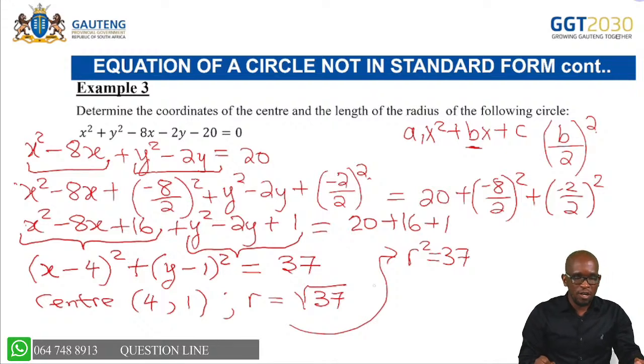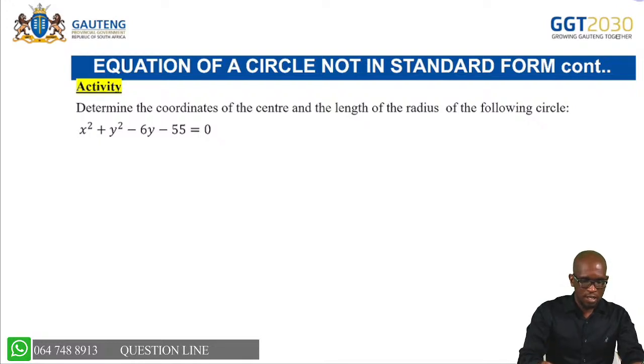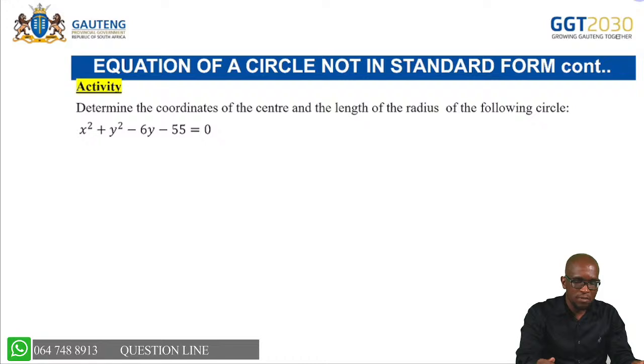Right, moving on, grade 12. I have now an activity for you. Similar to the example that I just did, you are required to determine the coordinates of the center and the length of the radius of this particular circle. Now, grade 12, please follow the steps that I've given you to work out the center as well as the radius of this particular circle. I'm going to give you 3 minutes to work that out, and your time starts now.